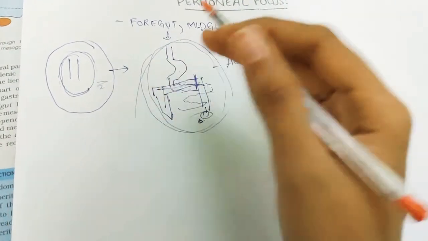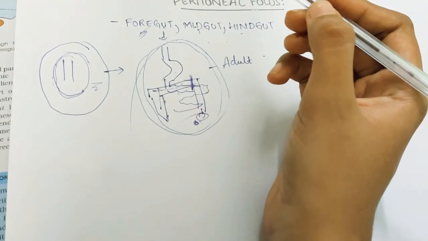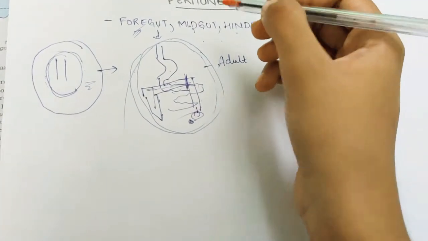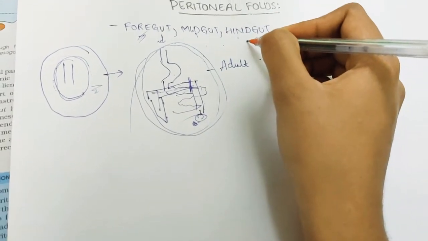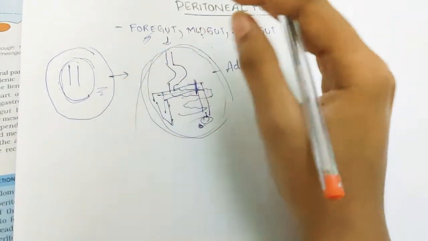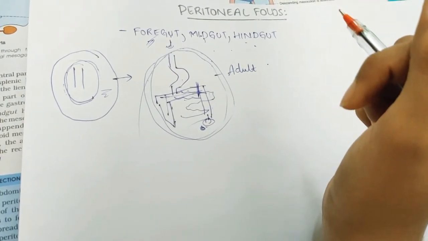Before that, we will also discuss the blood supply. The foregut is supplied by the celiac artery, the midgut by the superior mesenteric artery, and the hindgut by the inferior mesenteric artery. So clear up to this. Now let us start the main topic, the folding of peritoneum.